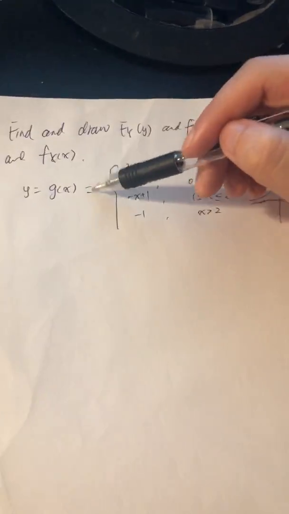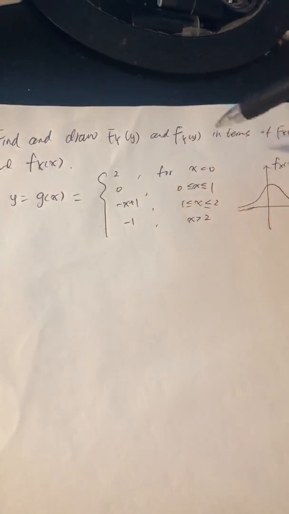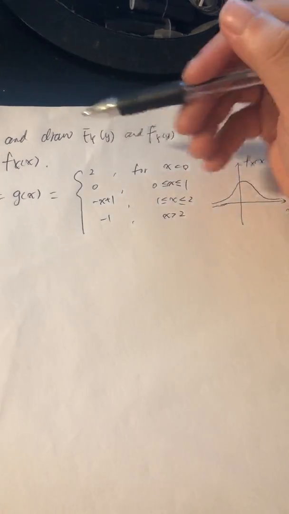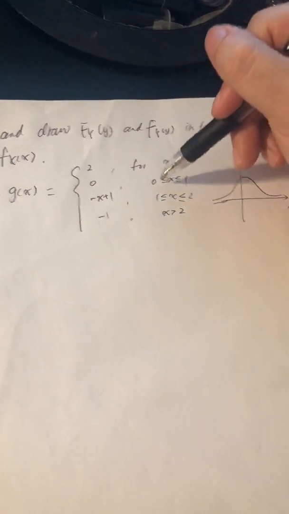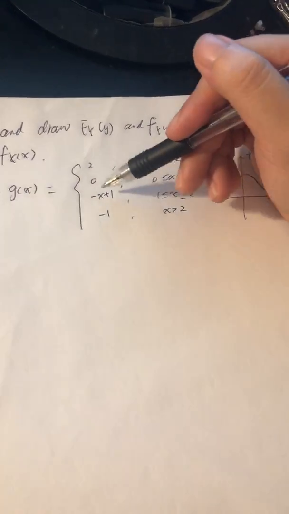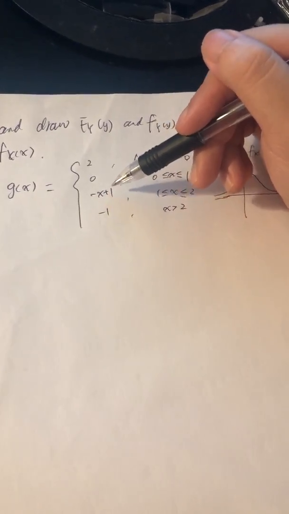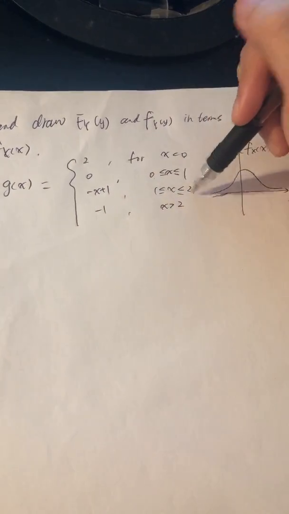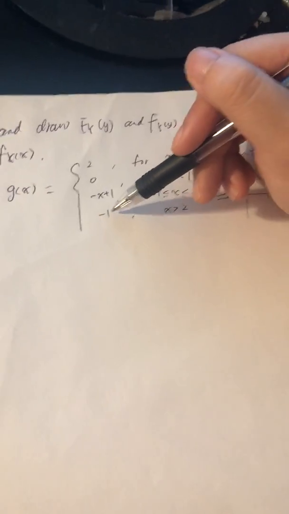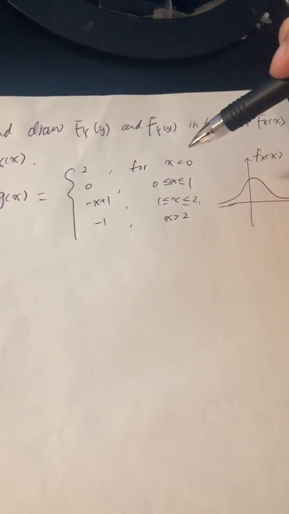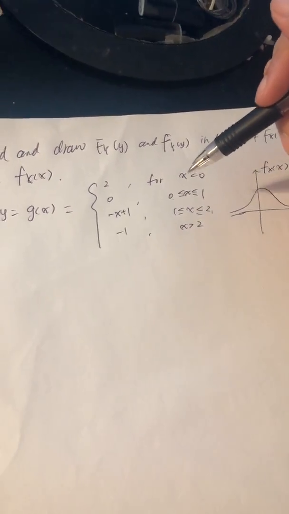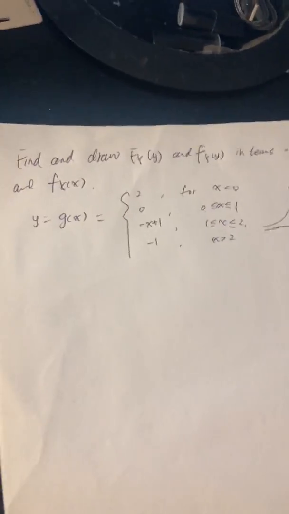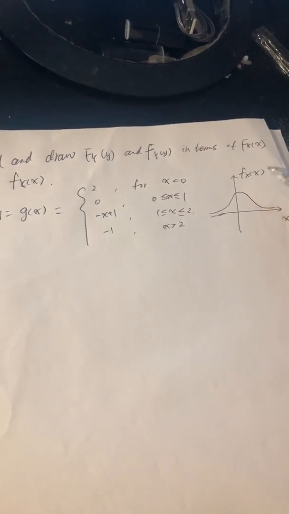equals g(x), which equals 2 when x is smaller than 0, equals 0 when x is from 0 to 1, equals negative x plus 1 when x is from 1 to 2, and also equals negative 1 when x is greater than 2. It's also given the graph for f_X(x).